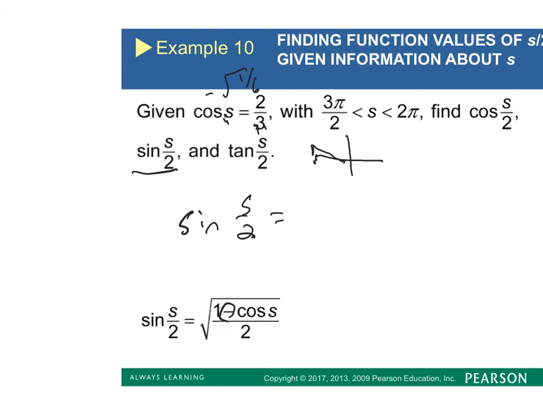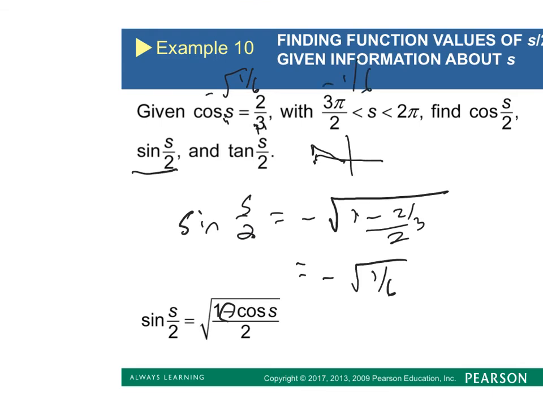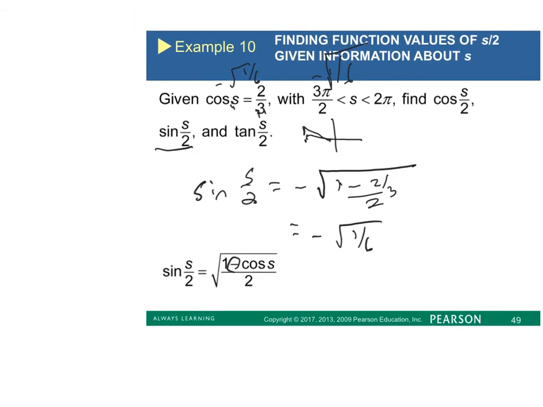Sine's negative there. I'm going to have to use the negative of the square root, because it has to be negative. 1 minus 2/3 all over 2. Well, that's the same work. It's going to give me a negative square root. If I did my math right, 3/3 minus 2/3 was 1/3. 1/3 cut in half is 1/6. So that's negative 1/6, square rooted. Okay, we'll check our answer in a minute.